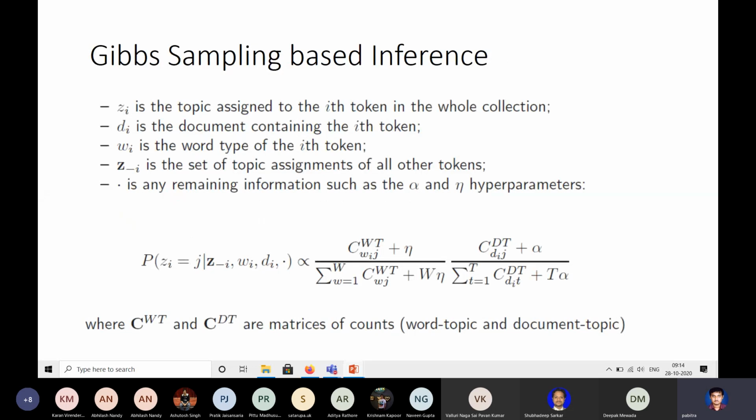So let us look at some of these quantities. Zi is the topic assigned to the ith word in the collection. Note that Zi will change. Zi is a random variable, so the ith word can take different values of Zi. Di is the document containing the ith token. This also will be multiple. Wi is the word type of the ith token. Z minus i is the set of topic assignments to all other tokens besides the ith token.